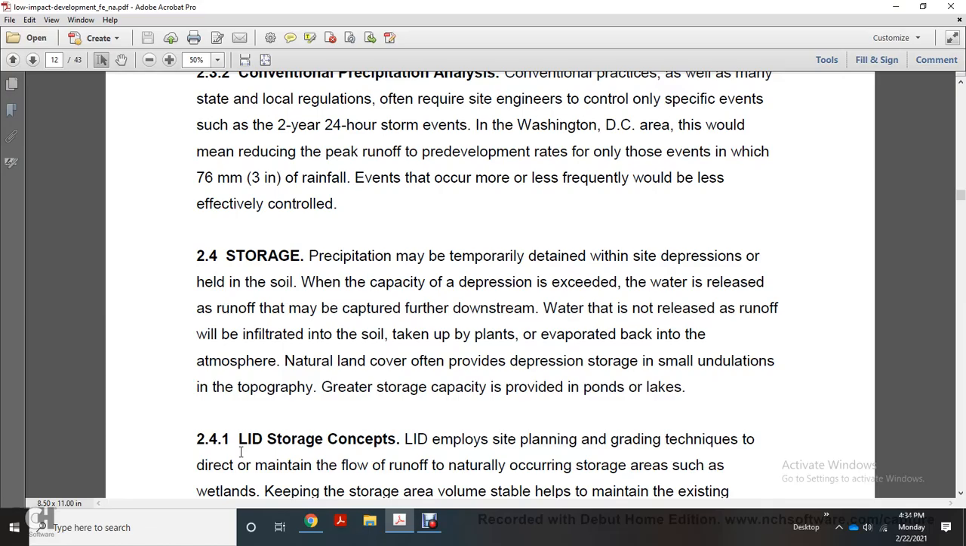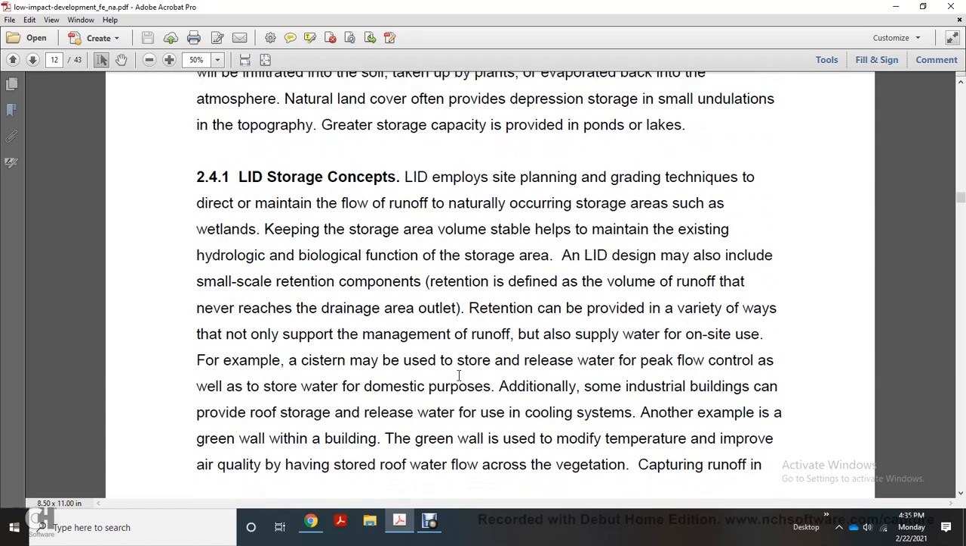Water that is not released as runoff will be infiltrated into the soil, taken up by plants, or evaporated back into the atmosphere. Natural land cover often provides this. Depression storage is small, but for topographically greater storage, capacity is provided within ponds or lakes. Low impact development and storage concept.